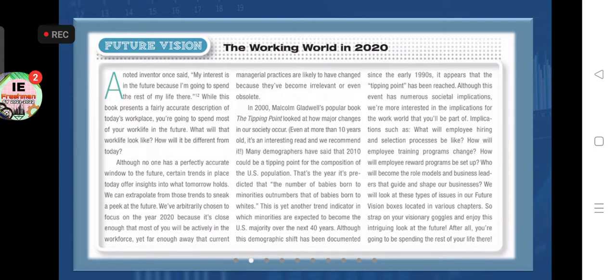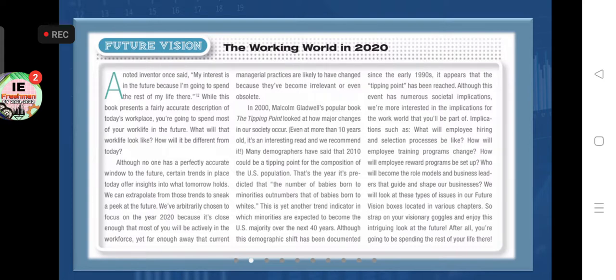Many demographers have said that 2010 could be the tipping point of the composition of the US population. That's the year it's predicted that the number of babies born to minorities outnumbers that of babies born to whites. This is yet another trend indicator in which minorities are expected to become the US majority over the next 40 years. Although this demographic shift has been documented since the early 1990s, it appears that the tipping point has been reached, although this event has numerous societal implications.